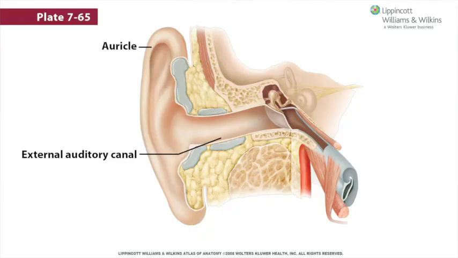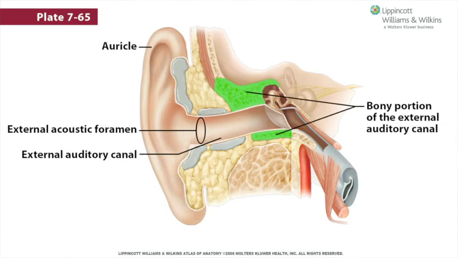The external auditory canal begins at the opening in the auricle, the porus acousticus externus, or the external acoustic foramen, and extends into the skull. The medial 2/3, which is referred to as the bony portion of the canal, is formed mostly by the tympanic portion of the temporal bone and is completed by parts of the squamous and mastoid portions of the temporal bone.